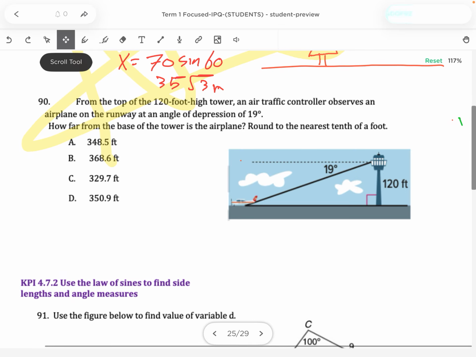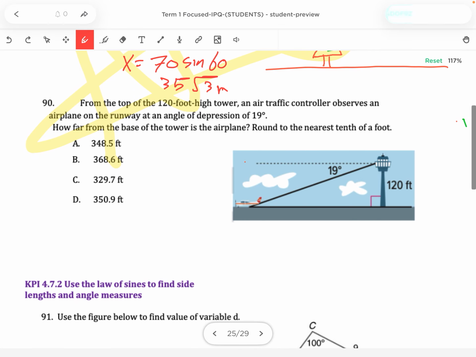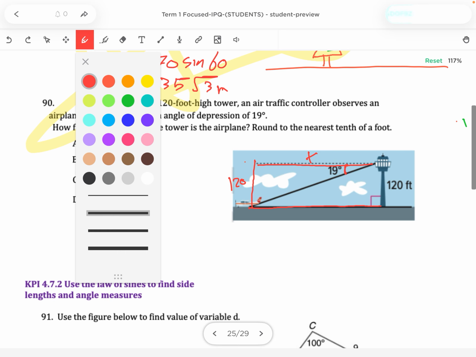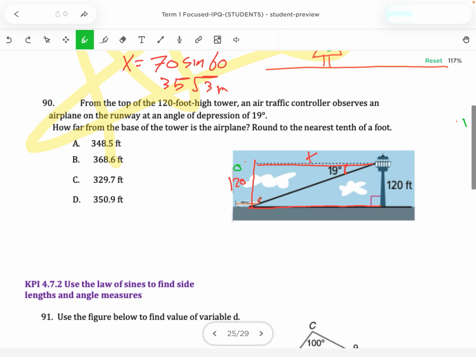Next one, we have an angle of depression. Same story, we need how far from the base of the tower is the airplane. They need this one, which is similar to this one. So this is our x, the height is 120, this is our angle. So this one is the opposite and this one is the adjacent, so I have to use tan, O over A.